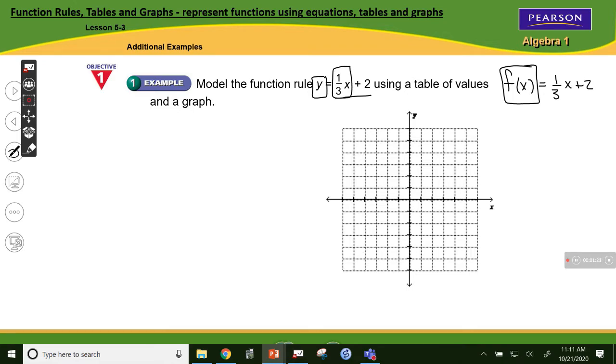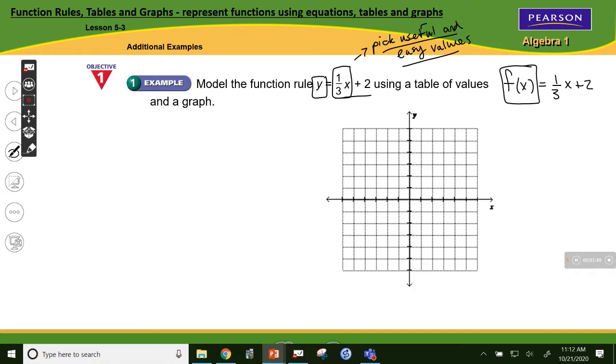So if I do 1/3 times 2, that's 2/3. 2/3 plus 2 is 2 and 2/3. That gets a little messy. So I want to try to pick useful and easy values. That's going to be a very important idea as we move forward through this unit. So since we're multiplying the x value by 1/3, I want to pick things that are divisible by 3.